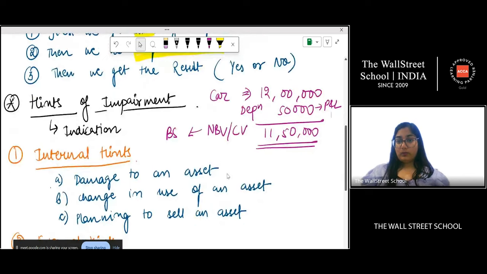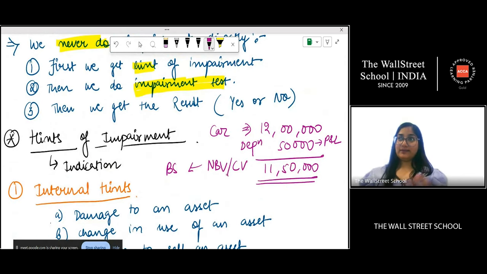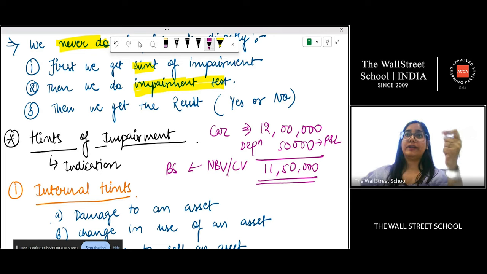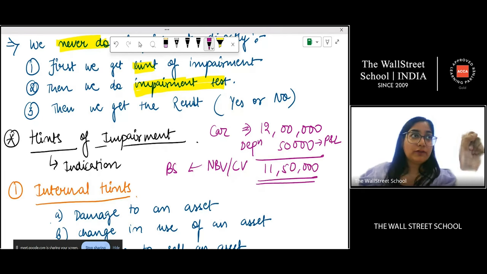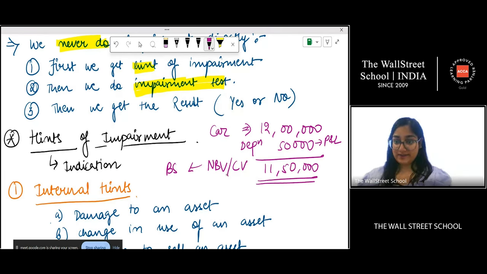But now, during the year, there was an accident. Because of that accident, firstly, I got the hint that there's a possibility the value of my car would have decreased, right? There is a sudden fall because of an event that has happened. So that means there's a hint of impairment. I need to do the impairment testing. After testing, I got to know that the value of my car is 8 lakhs.